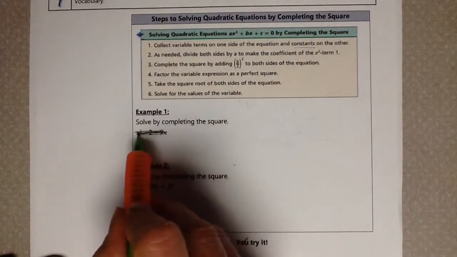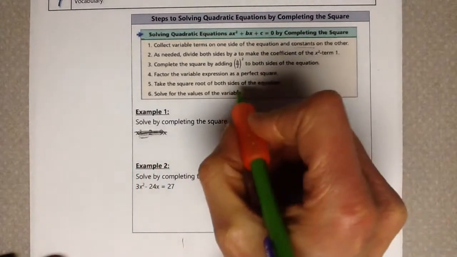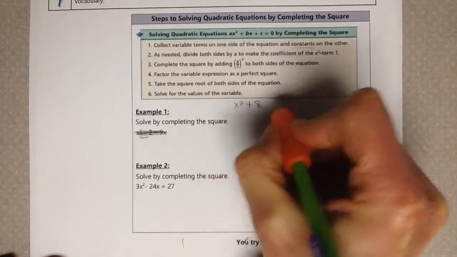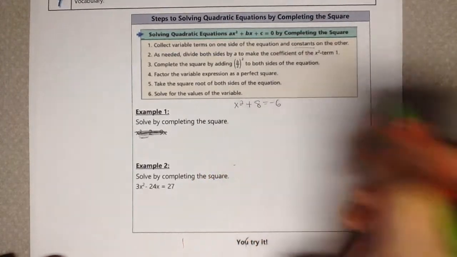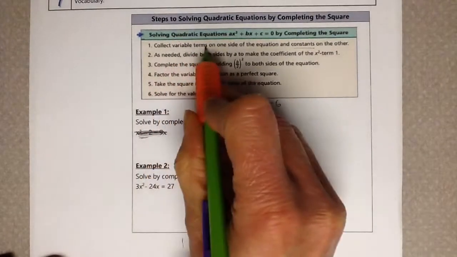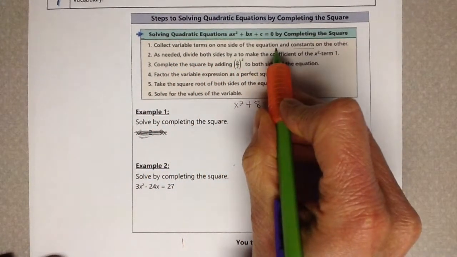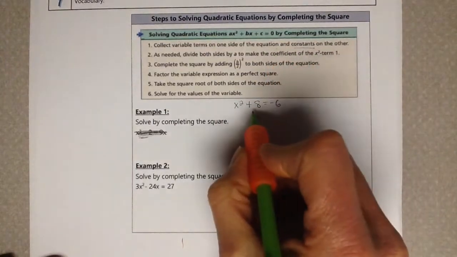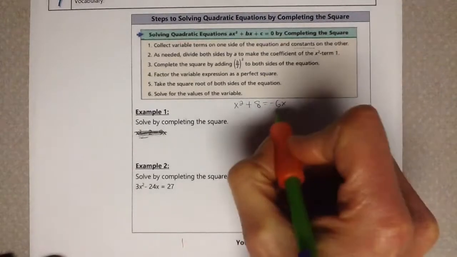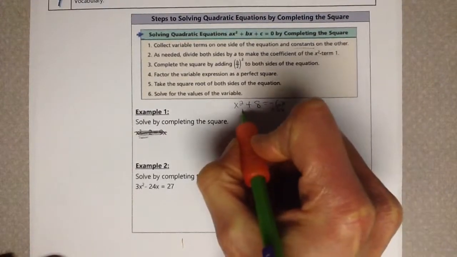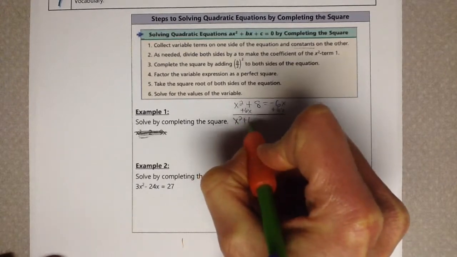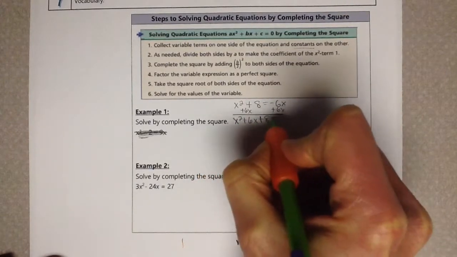I do want to change this problem right here. We're going to change it to x squared plus 8 equals negative 6. Okay, now we're ready to get started. Step number 1, collect the variable terms on one side of the equation, constants on the other. So, whoops, this needs to be an x here. Now we're going to move this 6x over, so plus 6x. Now we have x squared plus 6x plus 8 equals 0.